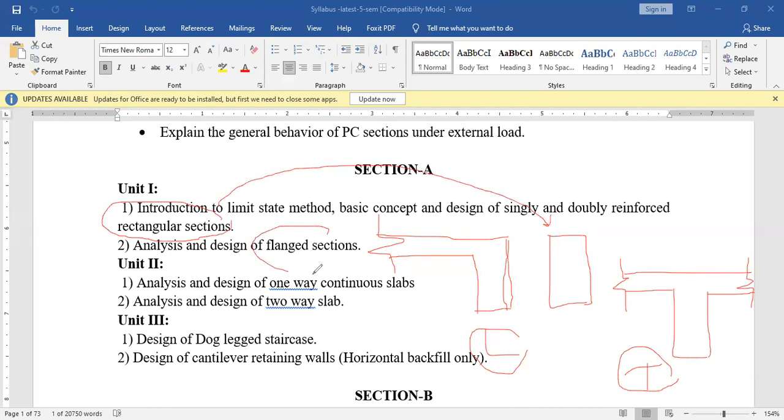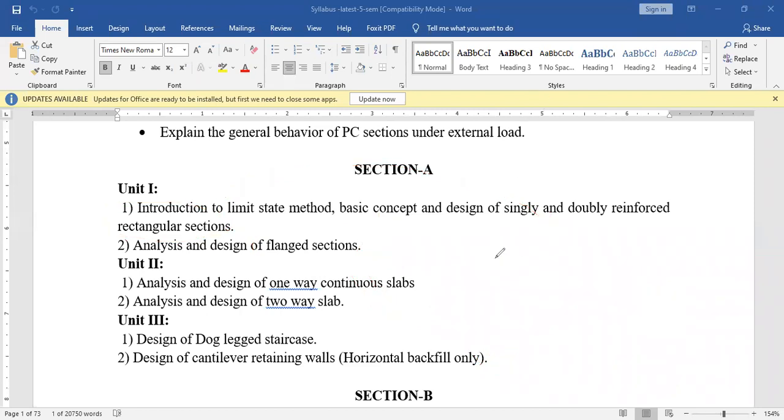Now, if we talk about the flanged section and how to design it, this comes under the flanged section. It's not basically a certain part, but it is the combined effect of the slab. This is a slab, okay, and there's a beam here. If you take the combined effect of it, that will be considered as the flanged section.